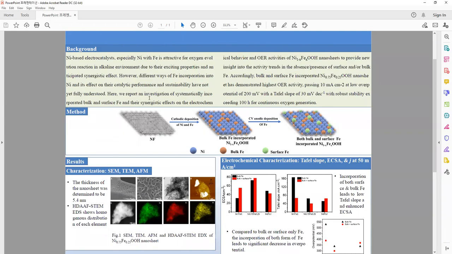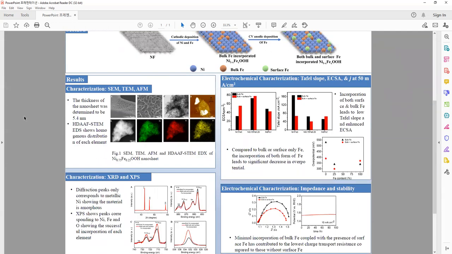So in this experiment, we are going to investigate the synergetic effect between nickel, surface and bulk incorporated nanosheet for oxygen evolution reaction catalysis in alkaline conditions. We followed two synthesis steps. The first one is incorporation of bulk iron. Second one is incorporation of surface iron. For bulk iron incorporation, we used cathodic deposition. For surface iron incorporation, we used CV anodic deposition.